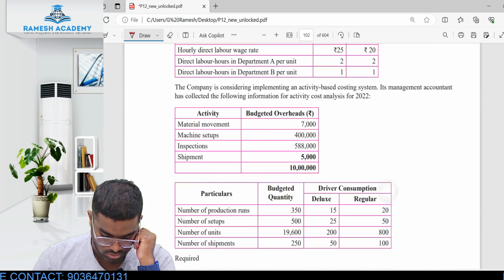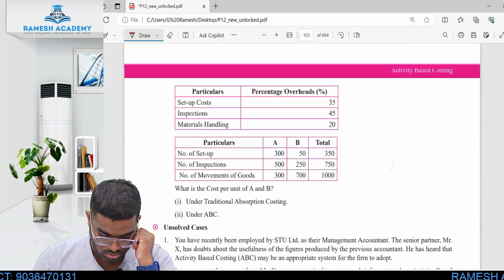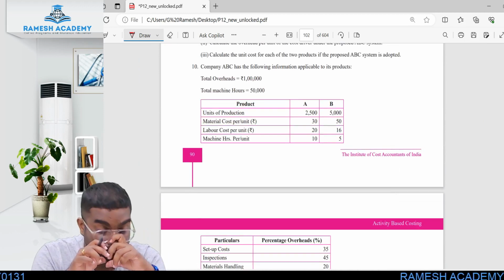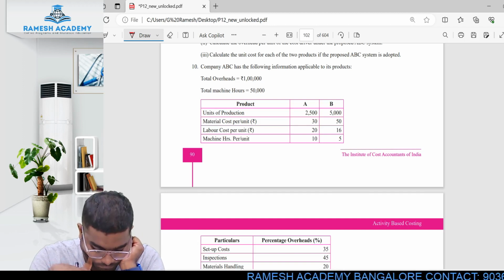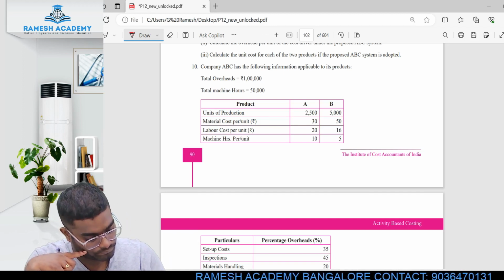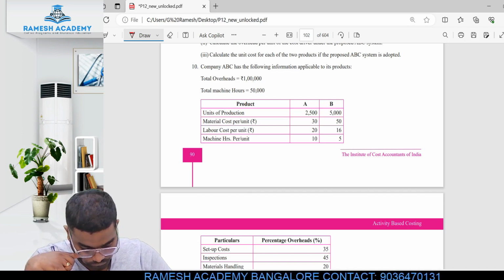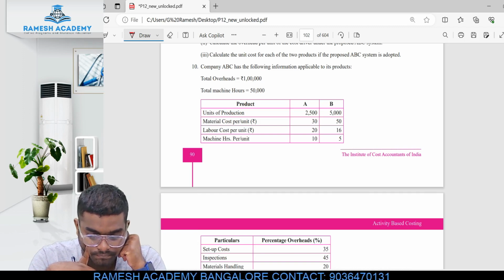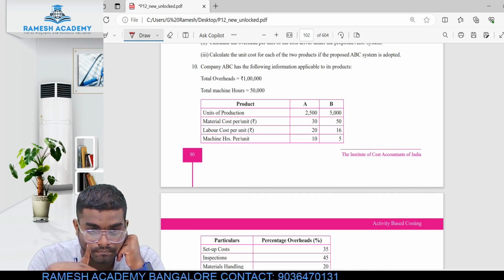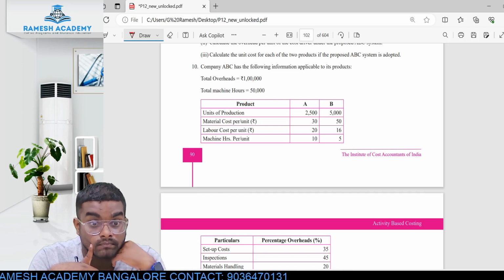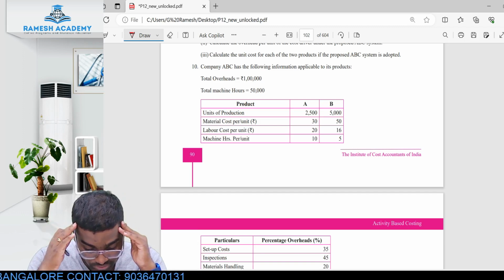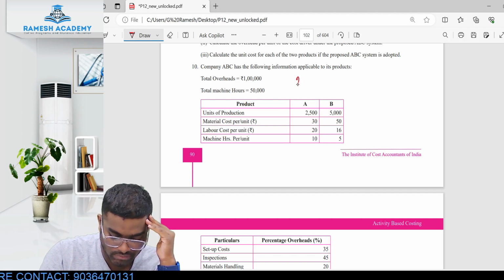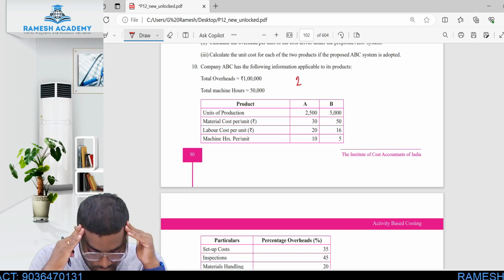So we'll solve question number 10. Company ABC has the following information applicable to its product. Total overheads is 1 lakh and machine hours is 50,000. So per hour it will be 2 rupees. Okay, per hour the total overhead would be 2 rupees.